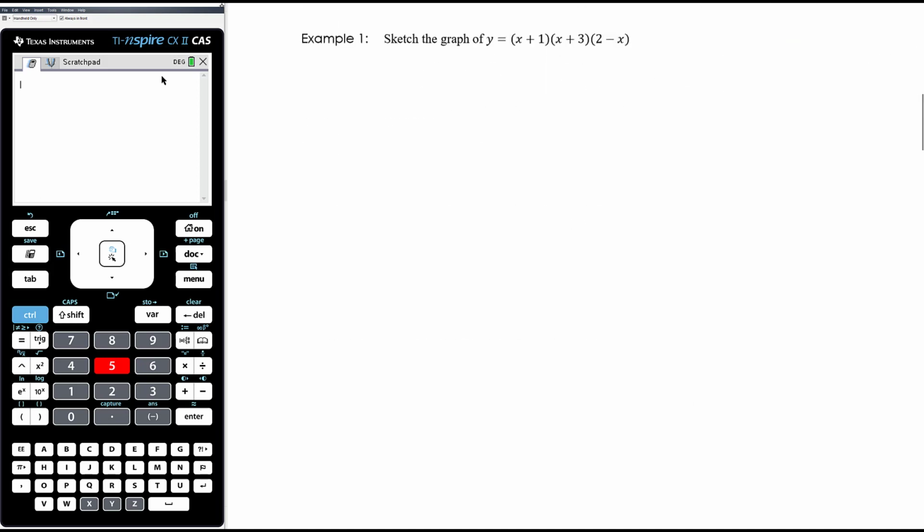Alright, so let's just work through some examples. Sketch the graph of y equals x plus 1, x plus 3, 2 minus x. So it's a cubic function. If I think about expanding that out, I'm going to get negative x cubed and a whole lot of other terms, but that tells me a bit about my shape, so we're going to be sloping down as we go from left to right.